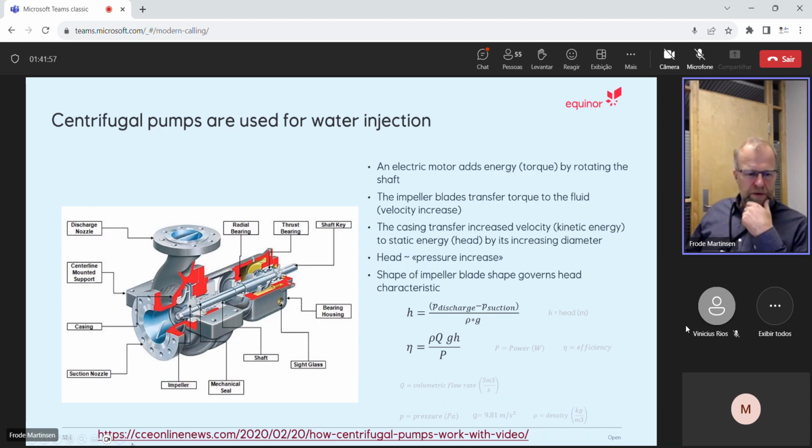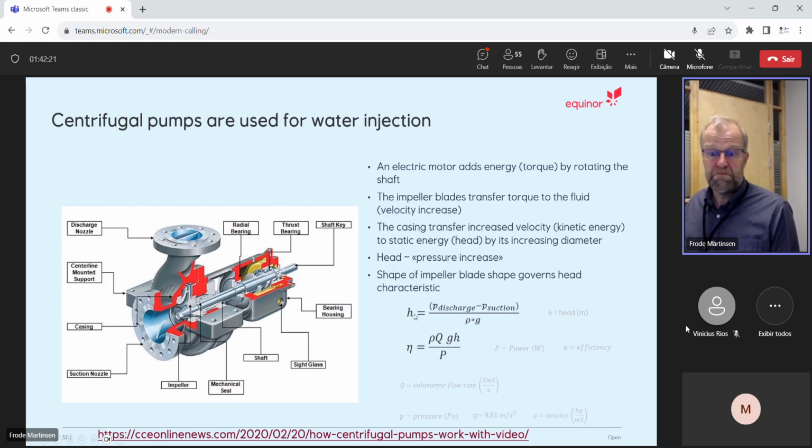There is a link down here with a video which this picture is taken from that you can look up to see how it actually works. It's around 15 minutes. It's just supplementary for you to do, if you'd like to get an insight into how the pumps are built and why the equations are like they are. It's quite involved, but you can spend 15 minutes on that.